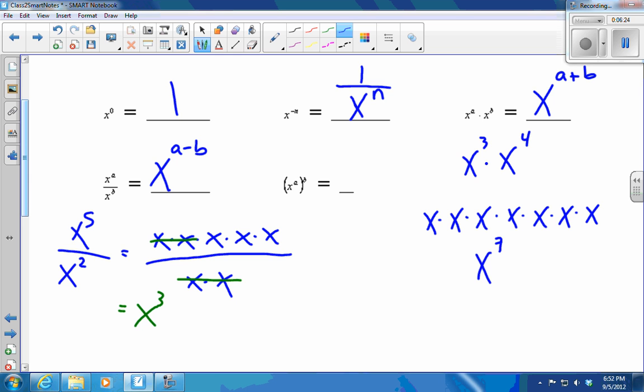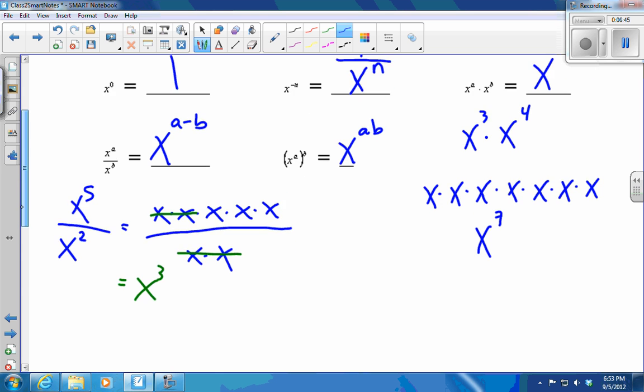What if you're raising a power to a power? x to the a raised to the b. You multiply: x to the ab. Again, you could figure this out by subbing in a couple numbers and remembering what it means to be an exponent. So let's say I want to do x squared cubed.